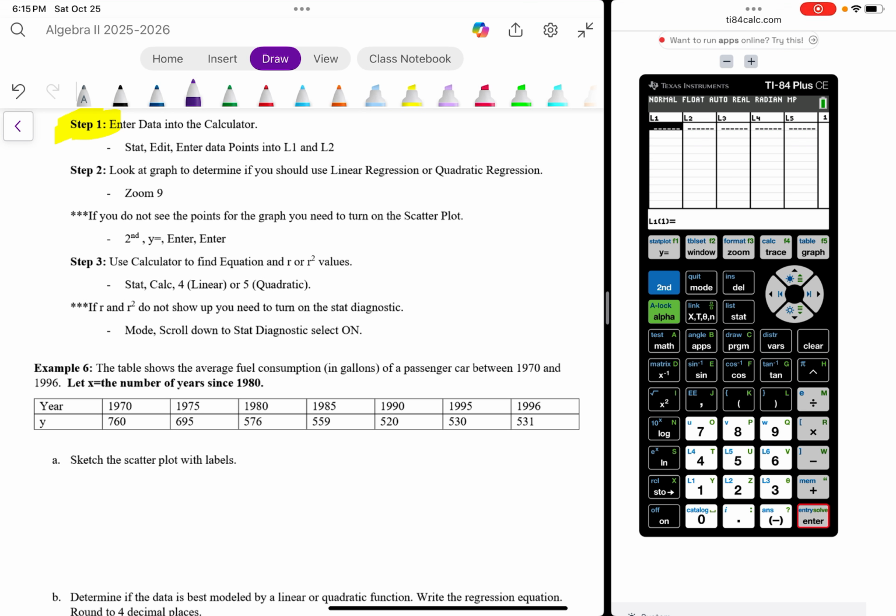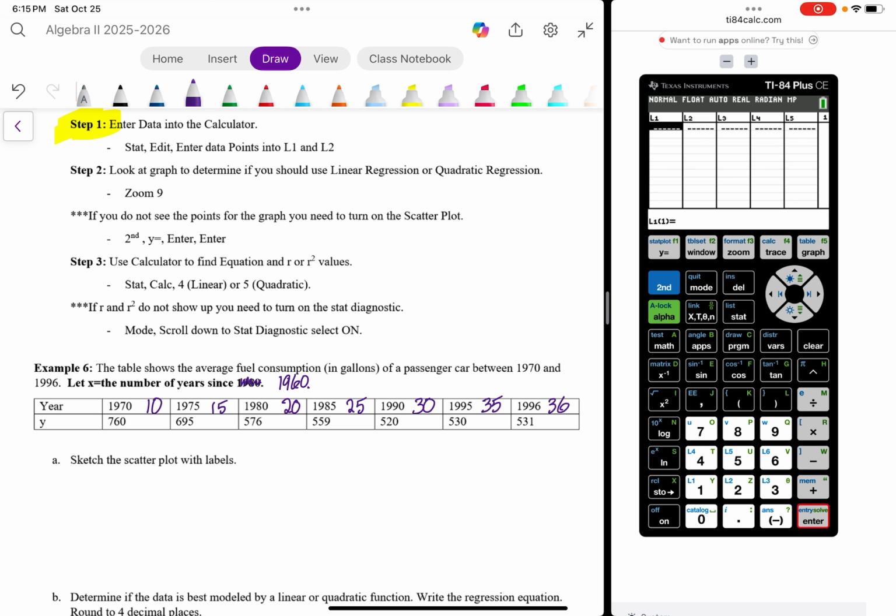Oh, sorry, this is a typo. I meant to change it. It should be years since 1960. Sorry about that. Okay, so X is in the years from 1960. So from 1960 to 1970, that's 10 years. To 1975, that's 15 years. And then 20 to 1980, 25 to 1985, 30 to 1990, 35 to 1995, and then just 36 to get to 1996.